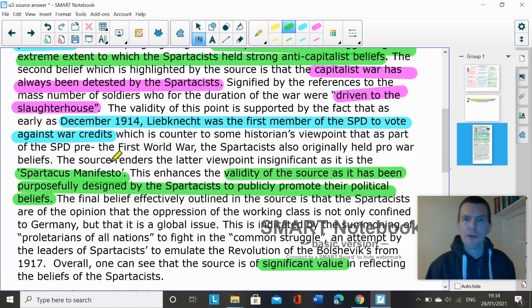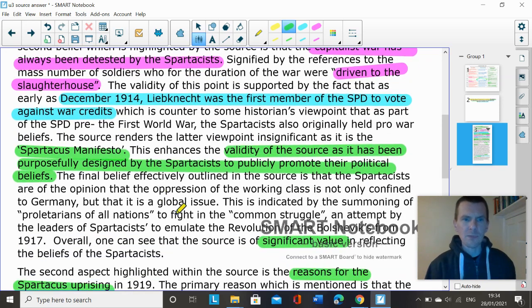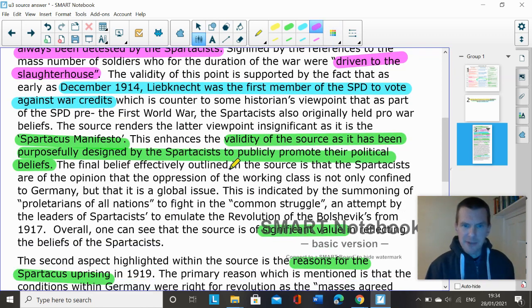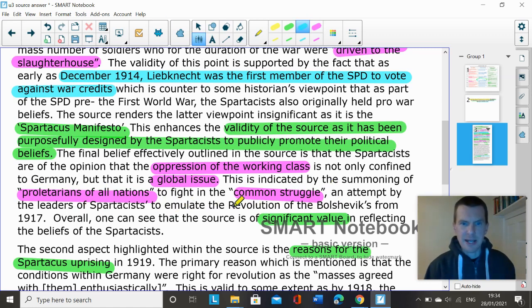Also, it's helpful for knowing about their beliefs, because this is from the manifesto, which literally is written to publish what their beliefs are. The final belief, effectively outlined in the source, is that the Spartacists are of the opinion that the oppression of the working class is not only confined to Germany, but is a global issue. This is indicated by the summoning of proletarians of all nations to fight in the common struggle in an attempt by the leaders of the Spartacists to emulate the revolution of the Bolsheviks from 1917.